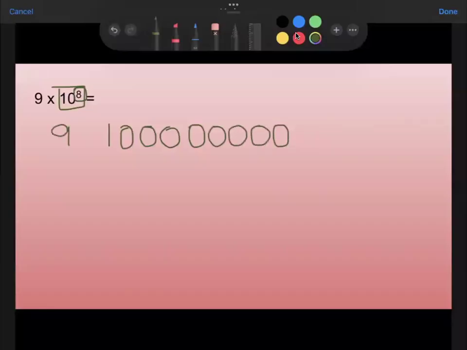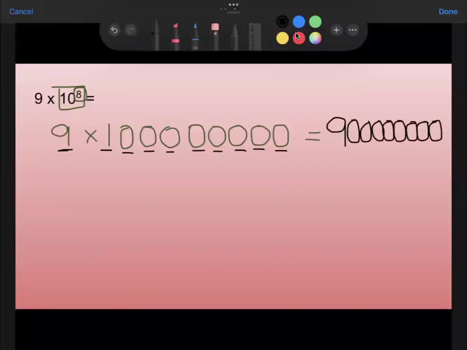And then we're going to multiply 9 times that. So what I would do is start by multiplying the two digits that are not zeros. In this case, that would be 9 and 1. 9 times 1 is 9. And then I would have to add all those zeros at the end. That'd be 1, 2, 3, 4, 5, 6, 7, 8 zeros. I'd have to squish them in there. So the answer here would be 900 million.